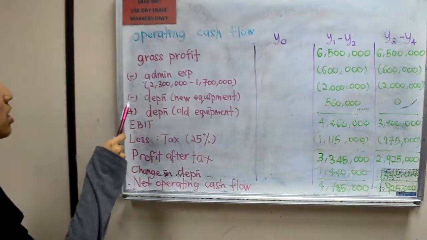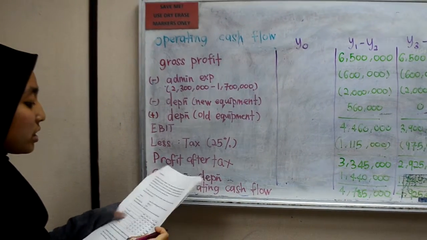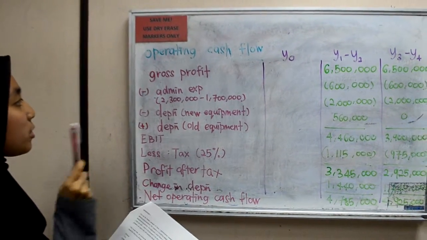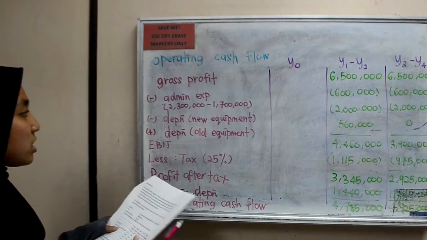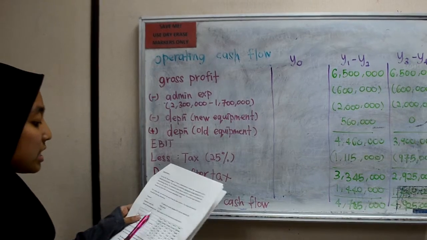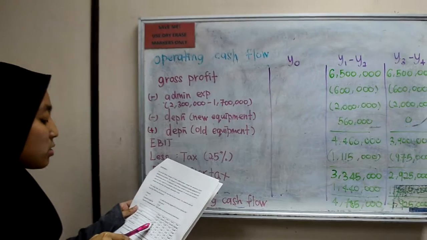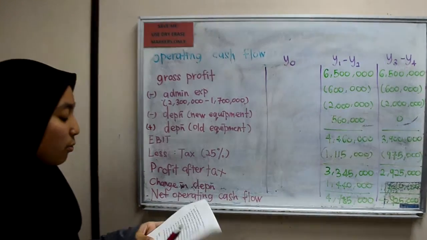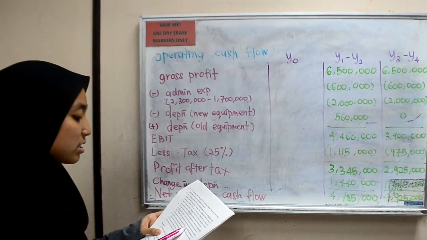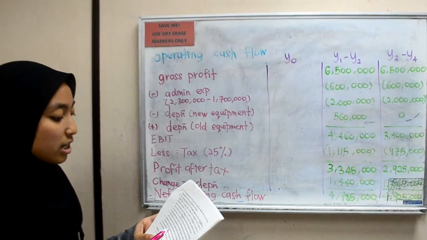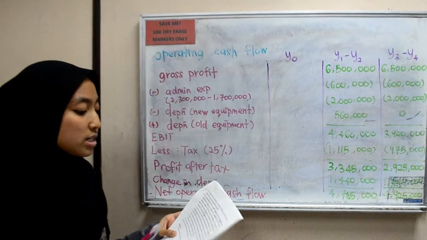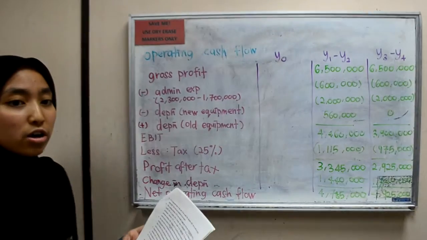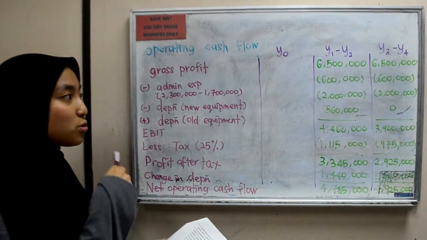Okay, so the first component is gross profit, which can be obtained from the equation 6,500, and we will minus with administration expense. It is given that the admin expense is 2.3 million, but in the additional information it states that 1.7 of the admin expense is overhead that will be incurred if the company decided to continue using the existing machines, which means that 1.7 million here is not relevant, so we need to exclude it.